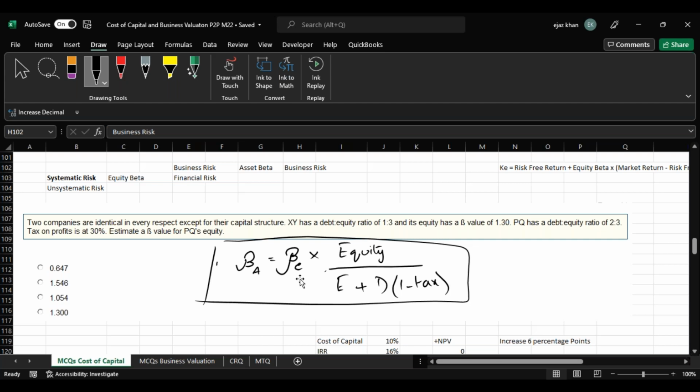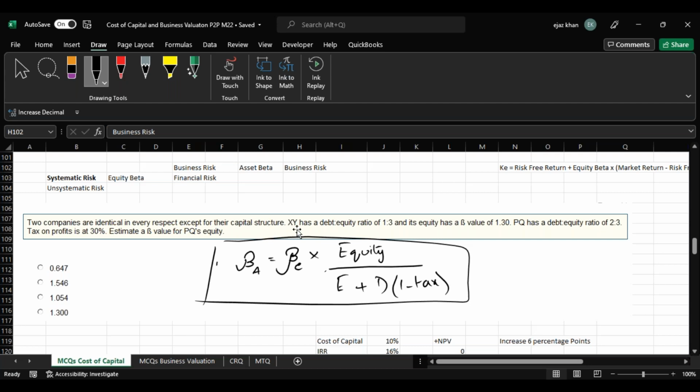So we cannot use the equity beta of one company for another company, even if these two companies are very similar to each other and operating in the same business, since they have different capital structures. So we have to make some adjustments, and that's the adjustment which is required in this question as well. Now look at this question again. Two companies are identical in every respect except for their capital structures. Now they have different gearing ratios, but everything else is the same.